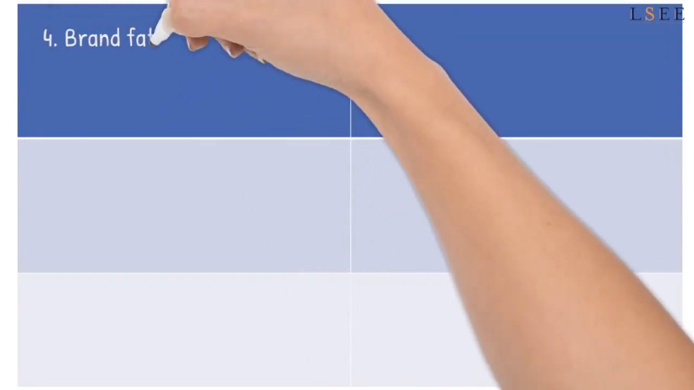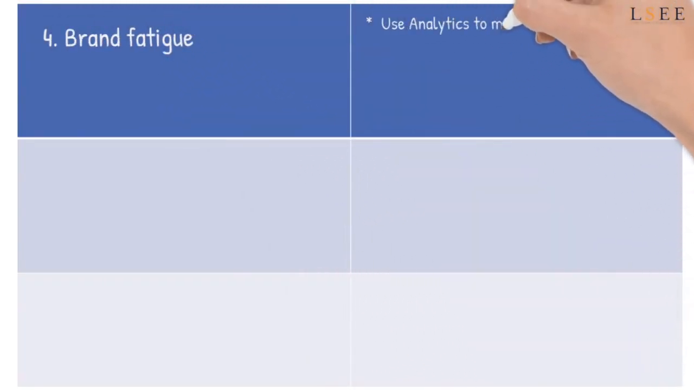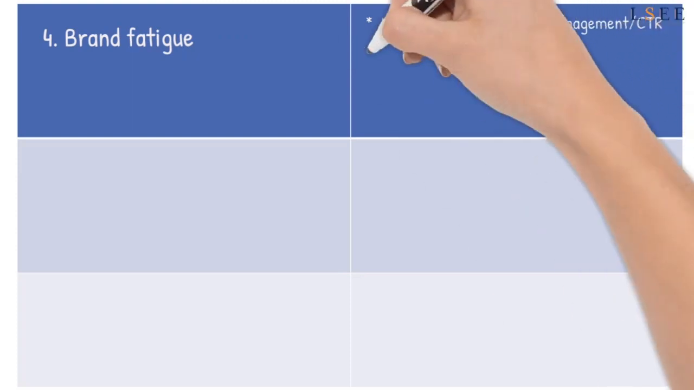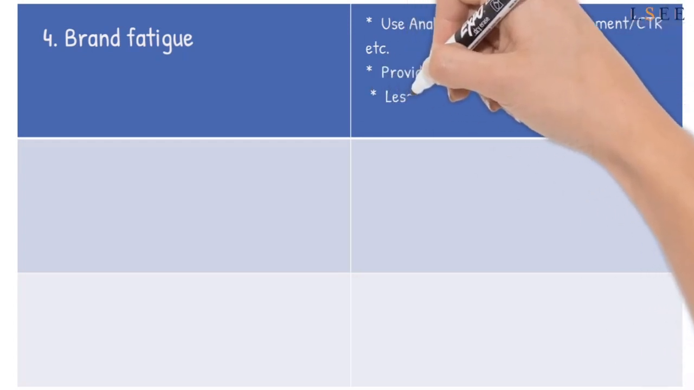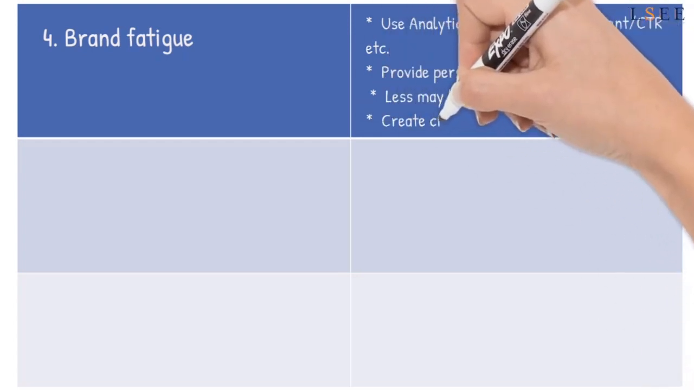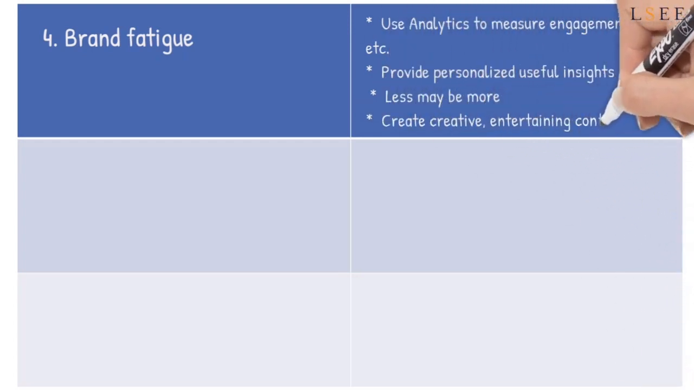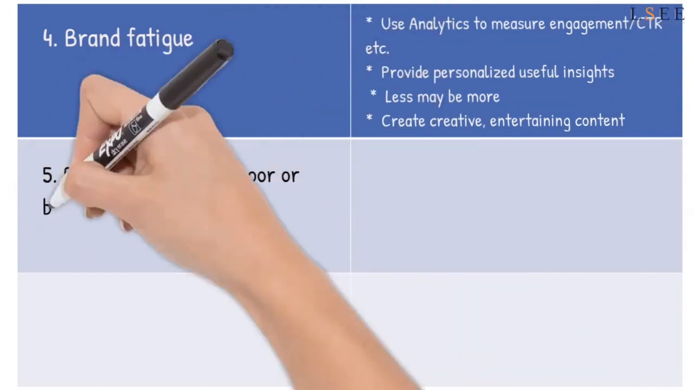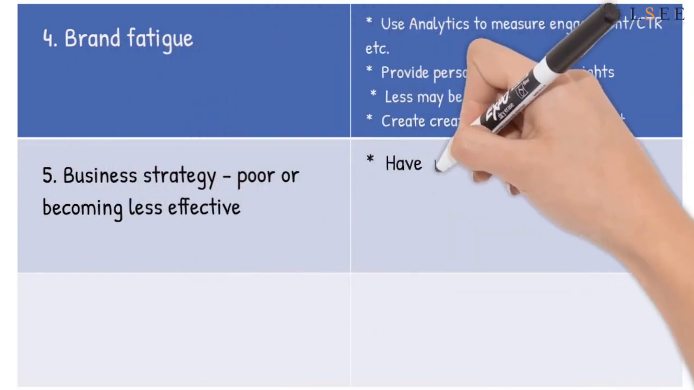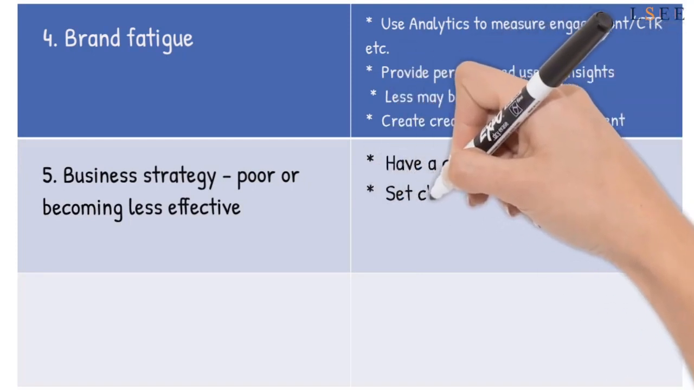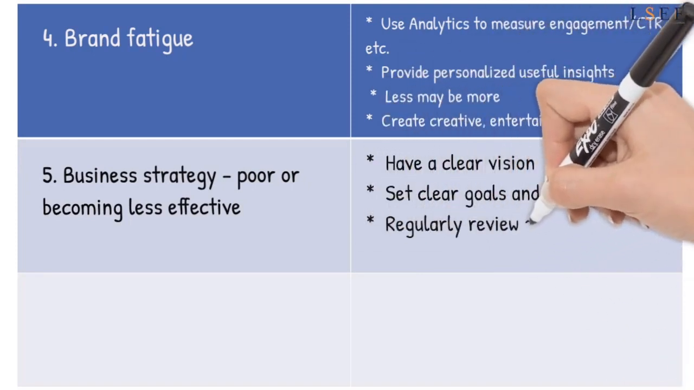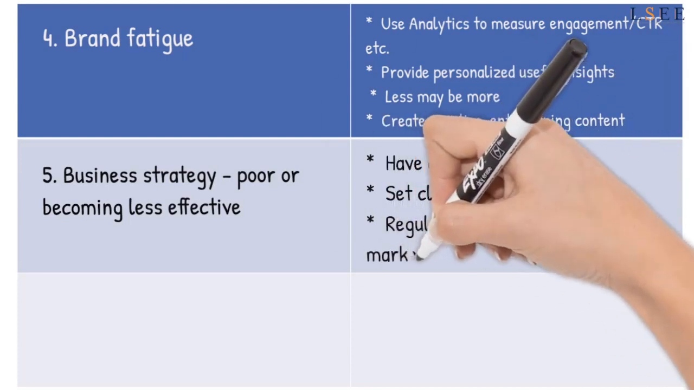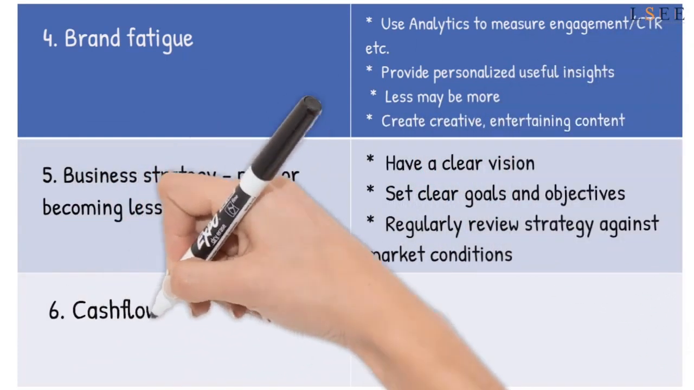4. Brand fatigue. Use analytics to measure engagement/CTR etc. Provide personalized useful insights. Less may be more. Create creative, entertaining content. 5. Business strategy, poor or becoming less effective. Have a clear vision. Set clear goals and objectives. Regularly review strategy against market conditions.